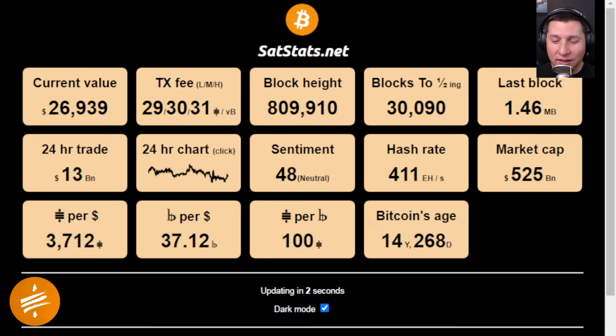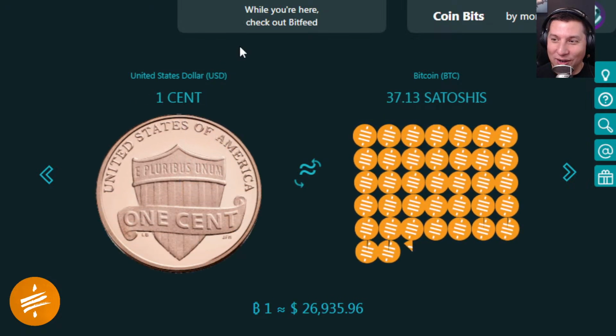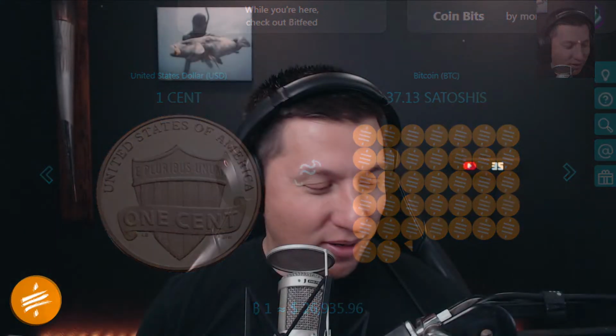Let's say you're walking down the street to a liquor store, minding your own business. You look down, you see a penny. You pick it up, and all of a sudden you have 37 Satoshis. So for a single penny right now, you can buy 37 sats. It's a really good deal. So that is the SATS strength. Now back to the regular view.